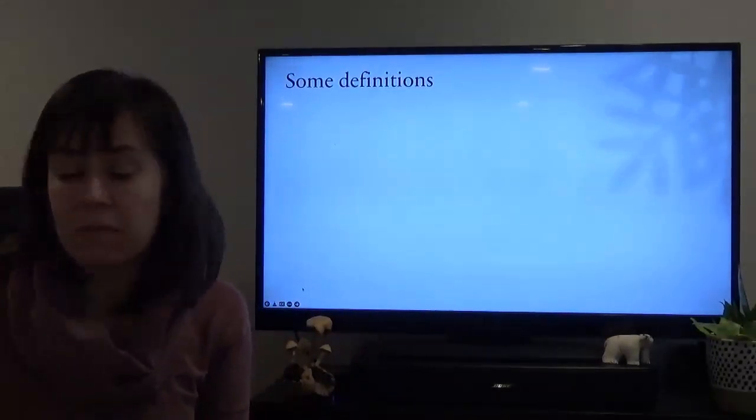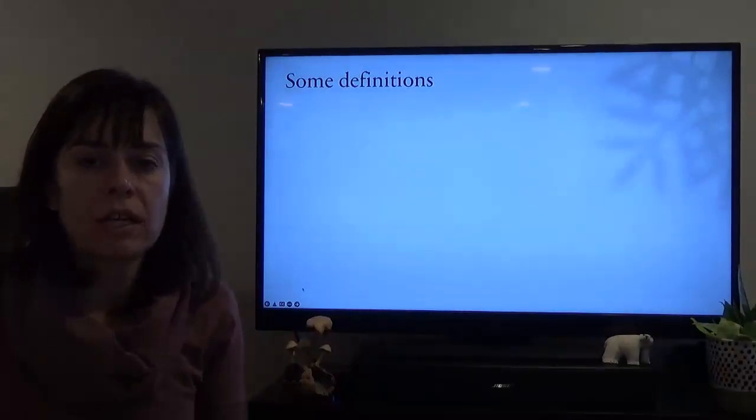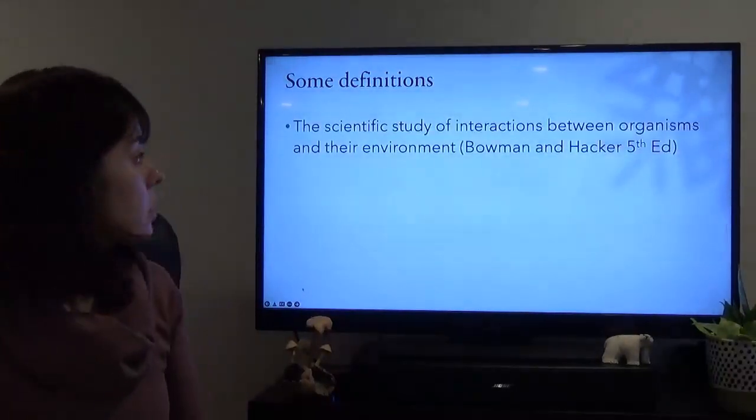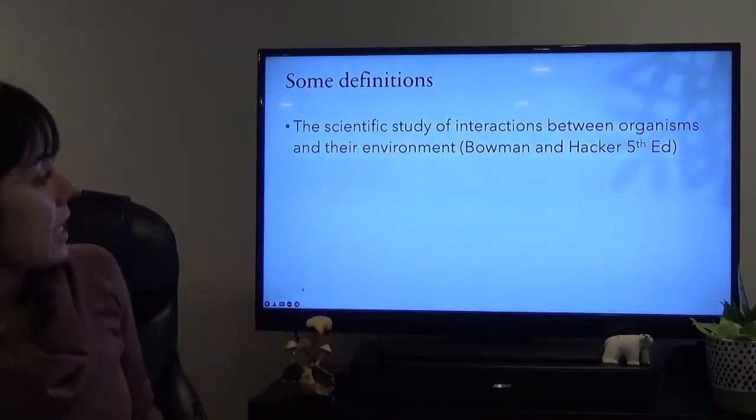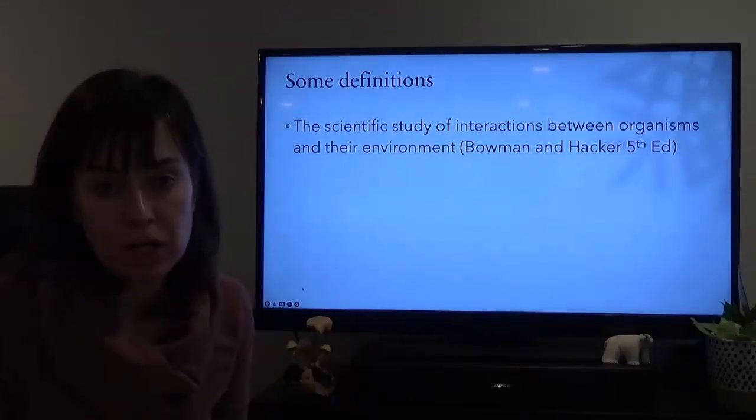So just a couple of definitions for you, so you have it clear in your own heads what ecology is. First, this is from our text: the scientific study of interactions between organisms and their environment.